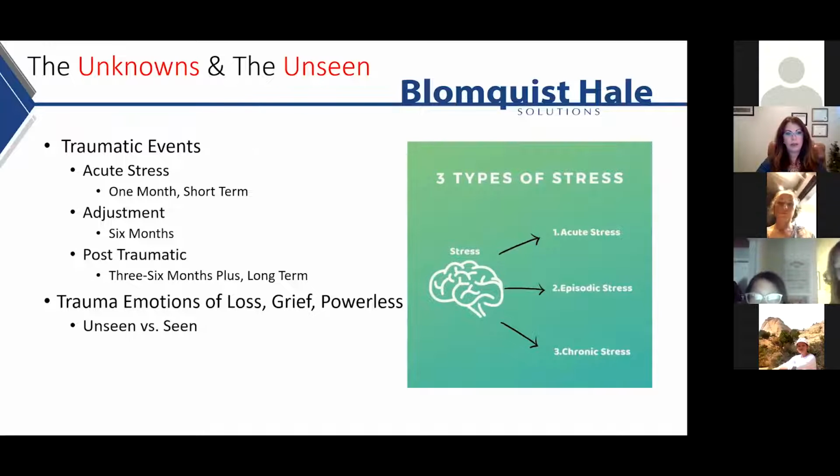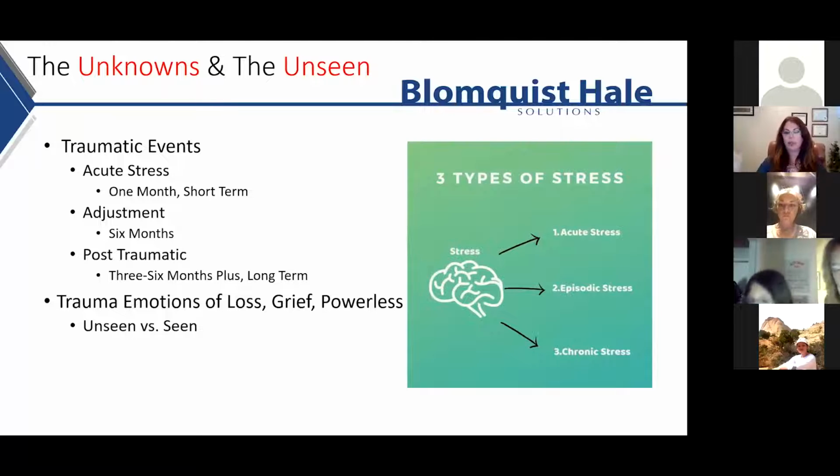I have this in a couple other PowerPoints, of course. It's an example of what's acute stress, what's adjustment, and what's post-traumatic. So that's the example of what different traumatic events are going on. Acute stress was not COVID. The first month was acute stress, and we didn't know what was going to happen.